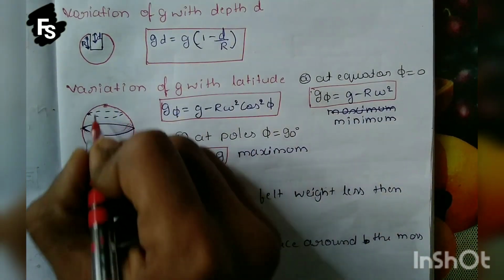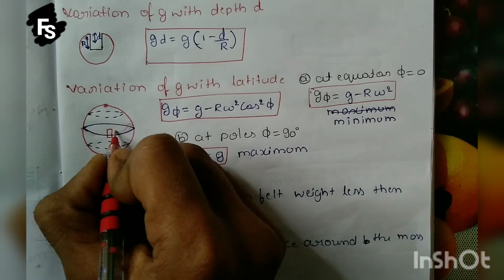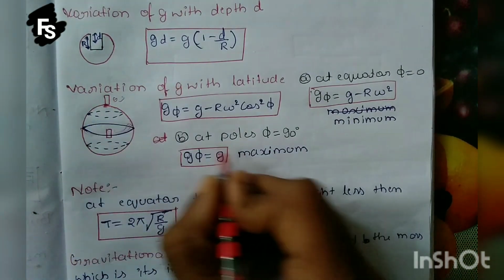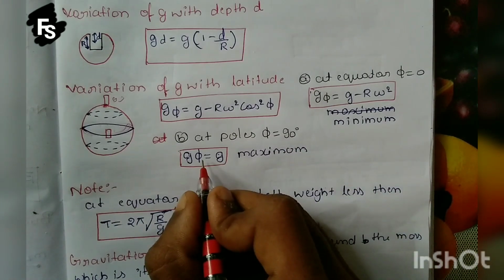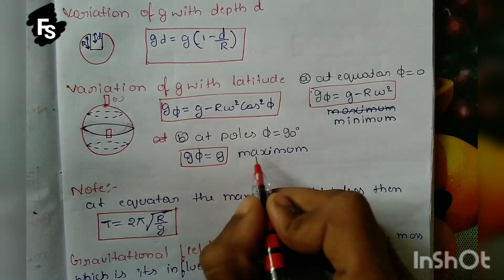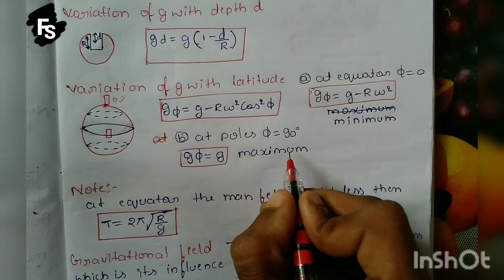At the poles, phi is equal to 90 degrees. An object lying parallel is 0 degrees, and an object standing like this is 90 degrees. So at the poles, phi is equal to 90 degrees, and cos 90 value is 0. So g phi is equal to g. Here it is maximum. At the poles, acceleration due to gravity is maximum.